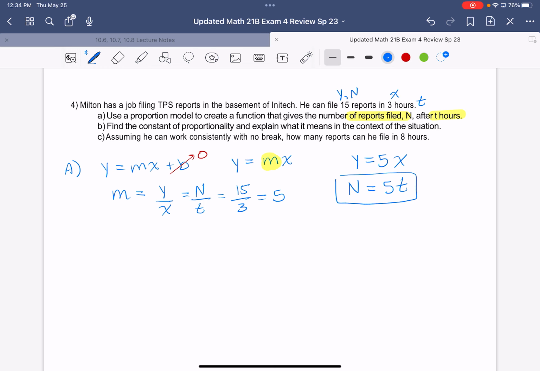Yes? Will we get that wrong on the test if we don't change the variables? I'd like to use n and t. Yeah, it wouldn't be fully correct. If specific variables are provided, use those specific variables. Any other questions?